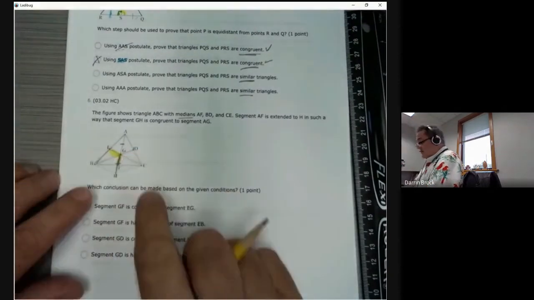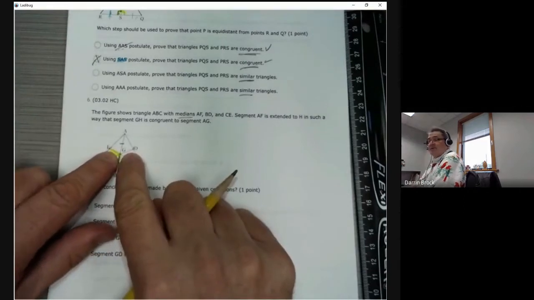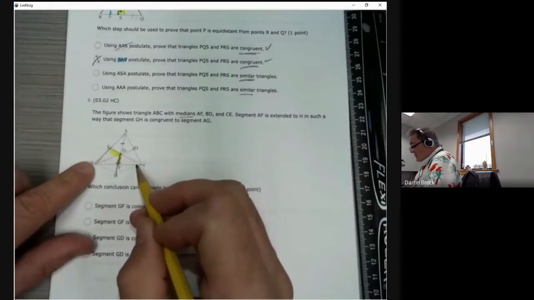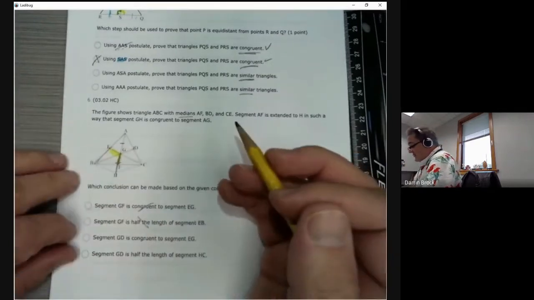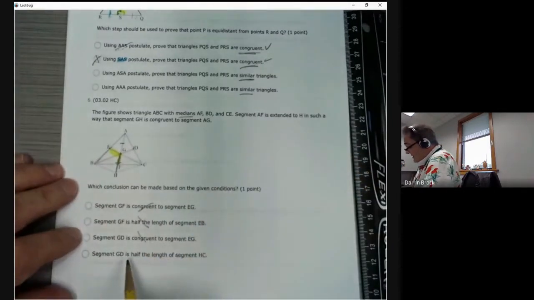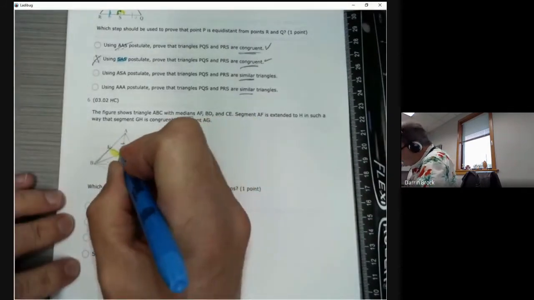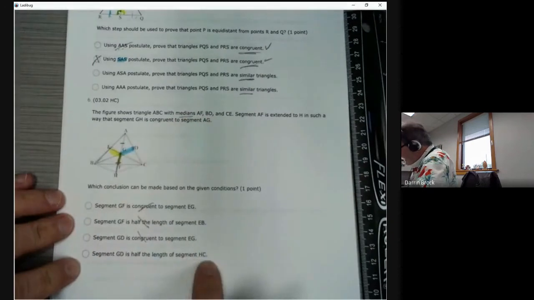We can't conclude that these two line segments are equal to each other because, again, it's not an equilateral triangle. We don't have a conclusive way to do it, so it doesn't look like that one. How about GD? Let me draw this. We're running out of options and it's getting hard to see all this. GD is half the length of HC.